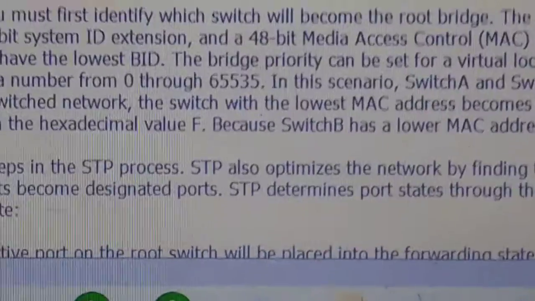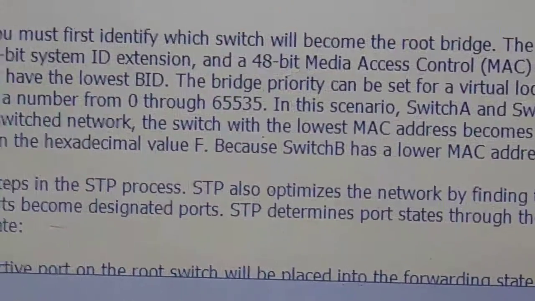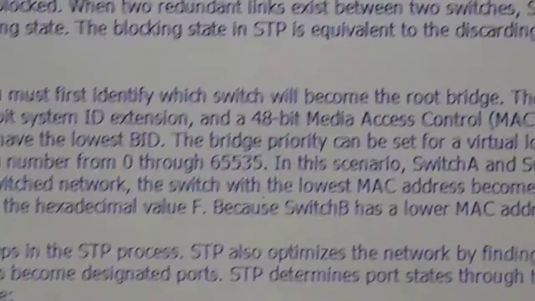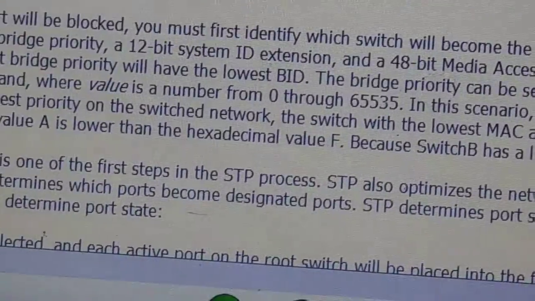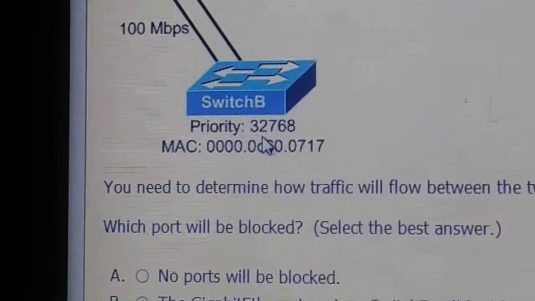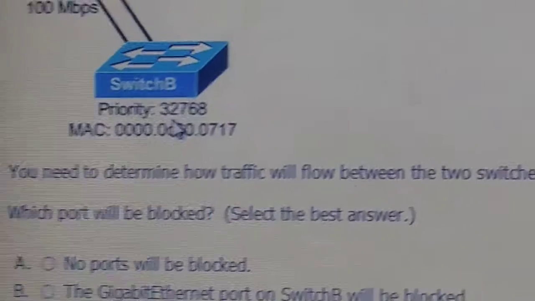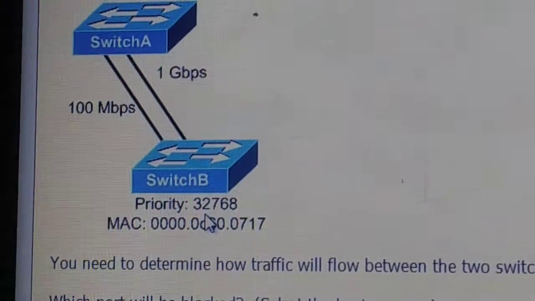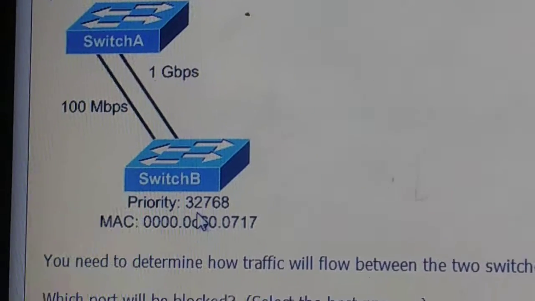Here we have information about the bridge priority. From 0 to 65,535, the bridge priority. And as you see in this Spanning Tree Protocol, this has a priority of 32,768. Okay, that's today's lesson. Just a little bit more about Spanning Tree Protocol, which you'll see on an exam.